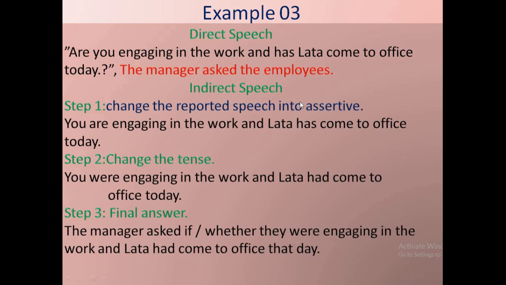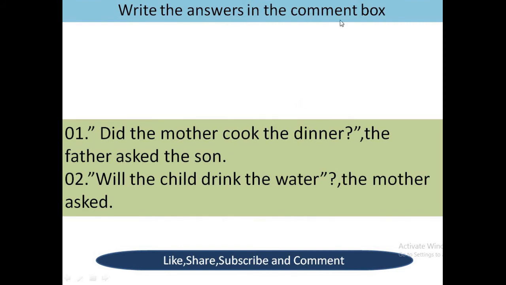Next, write the answers in the comment box. My respected learners, I hope you have understood how to change direct speech to indirect speech in the interrogative sentences. I have given 2 direct speeches here. You are requested to change these 2 direct speeches into indirect speech. Write the answers in the comment box.